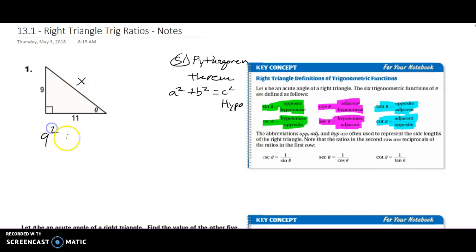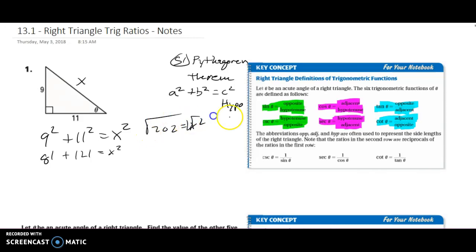So we're going to do 9 squared plus 11 squared is equal to x squared. So 9 squared is 81. 11 squared is 121 equals x squared. We're going to put those together here. So that's what 202 equals x squared. Then I'm going to square root. Okay, so let's see what we got. I'm going to double check my math with my calculator too. So 9 times 9, 11 times 11, then 121 plus 81. And then we're going to square root that. So we're going to get 14.21.